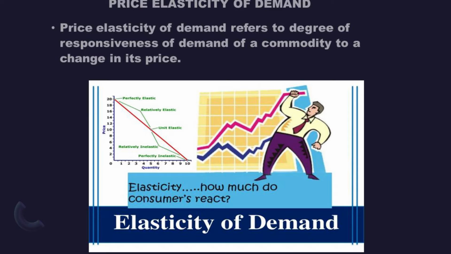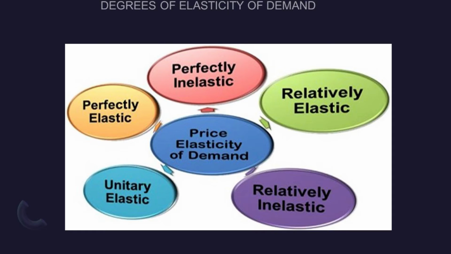So price elasticity of demand refers to the degree of responsiveness of demand of a commodity to a change in its price. Moving on, we are going to have 5 degrees of elasticity of demand. Students, the five degrees of elasticity of demand are: the very first is perfectly inelastic, next comes perfectly elastic, then unitary elastic, relatively inelastic, and the last is relatively elastic.